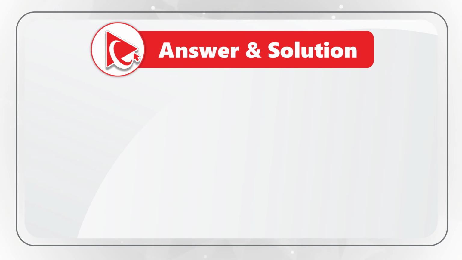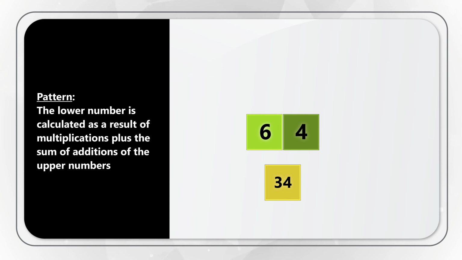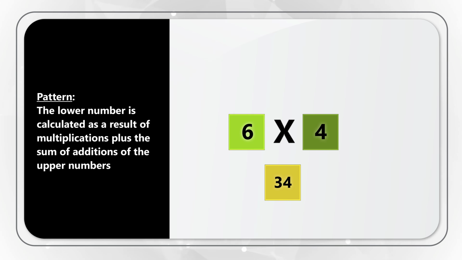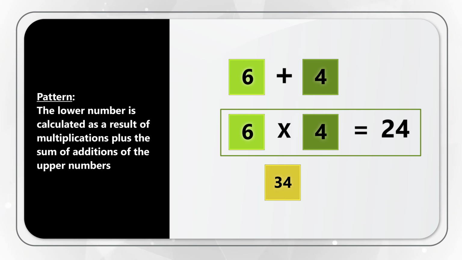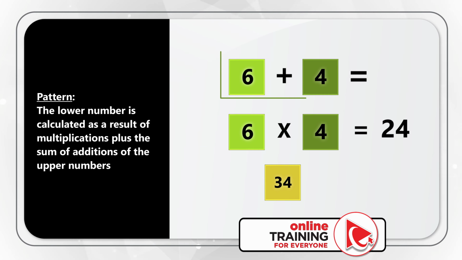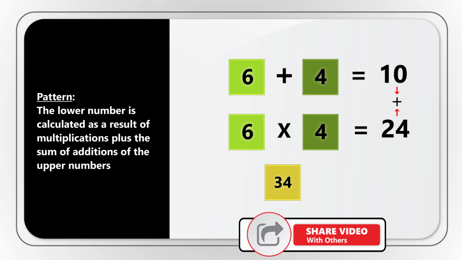I think there is a very interesting and unusual pattern here between the top 2 numbers and the bottom number. In fact, the lower number is calculated as a result of multiplication plus the sum of the upper numbers. Let's look at the example. The first set is calculated as 6 multiplied by 4 plus the sum of 6 and 4, which would equal 24 plus 10, and equals 34.